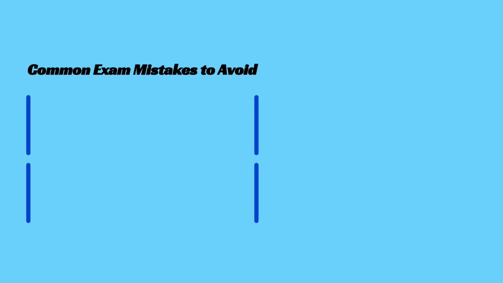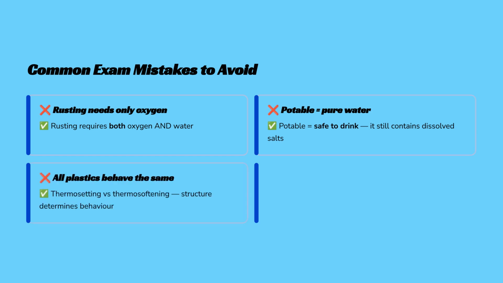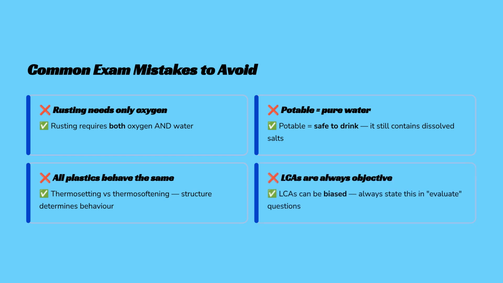Avoid common exam mistakes. Remember, rusting needs both oxygen and water. Potable water is safe to drink, but still contains dissolved salts, unlike pure water. Distinguish between thermosoftening and thermosetting plastics. Finally, always mention that life cycle assessments can be biased.